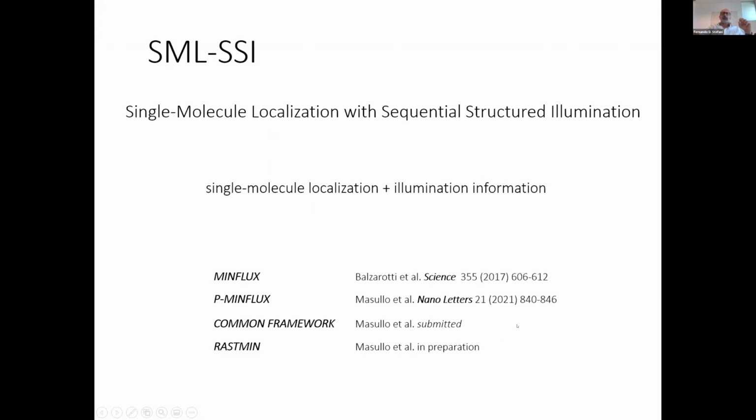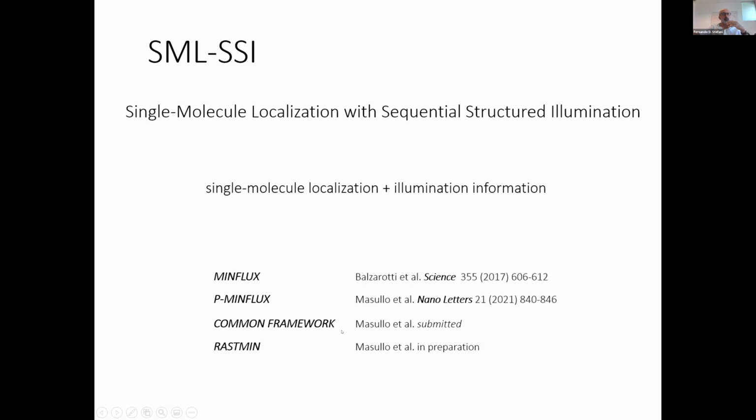Okay, so the first way of doing that is with a new concept that we recently grouped under one umbrella called single molecule localization with sequential structure illumination. This is basically combining the best of the two previous families. So we will use single molecule localization, but we will also use a structure illumination to inject information into the problem. The first implementation of such an imaging technique was PyFLUX a few years back, but now we will show you a common framework.